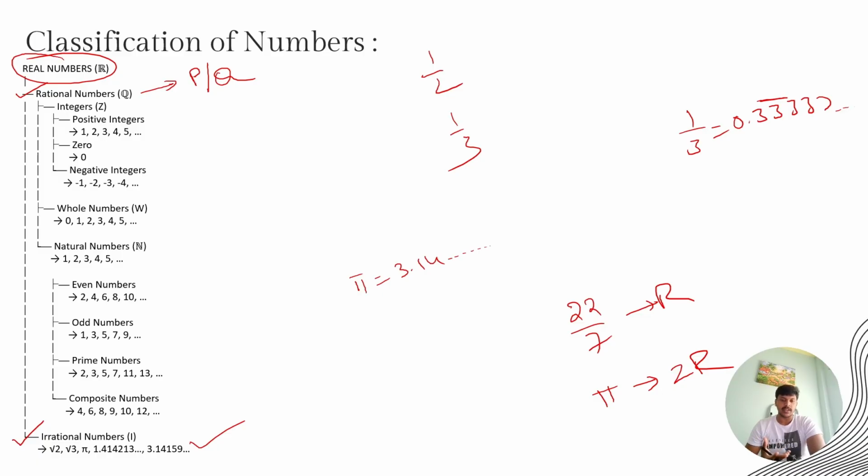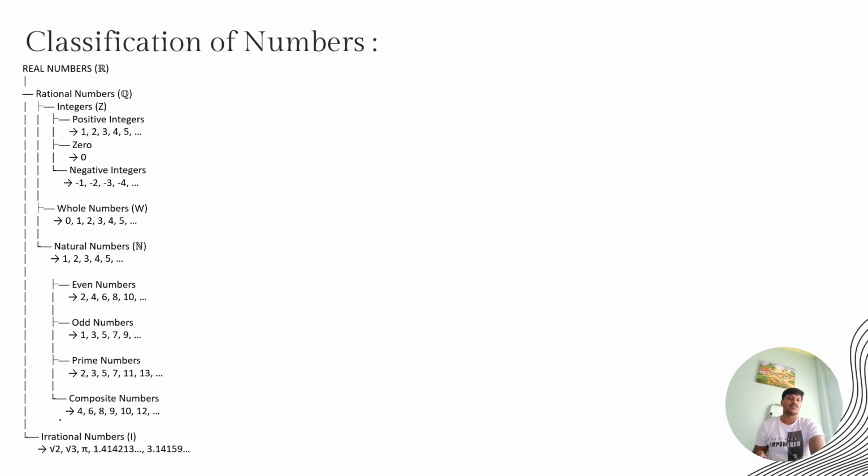But if you write pi, it's always going to be non-repetition of the pattern. Okay, so that's why pi is an irrational number, but 22 by 7 is a rational number. Now again, what are other classifications? See, you are going to have integers, whole numbers and natural numbers. Now, what are natural numbers?